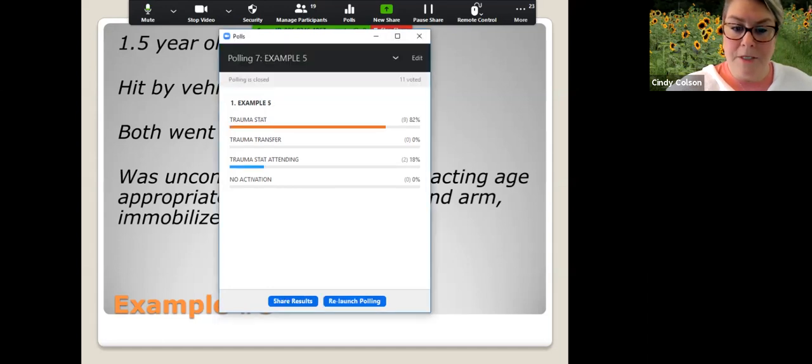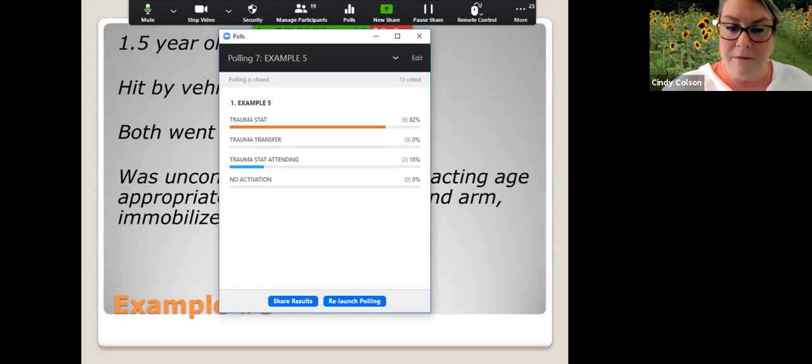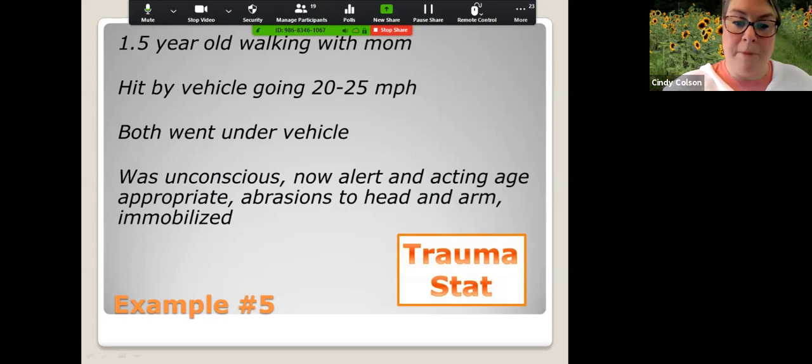All right, I'm going to go ahead and close it and share the results. So most of us are saying that this kid is a trauma stat. Again, this isn't a question of whether this is a trauma. It's whether it's a trauma stat or a trauma stat attending. And strictly per our criteria, this child would be a trauma stat. However, if you want to call a trauma stat attending and then downgrade if needed, or continue to keep it a trauma stat once the child got there, that is completely up to you.